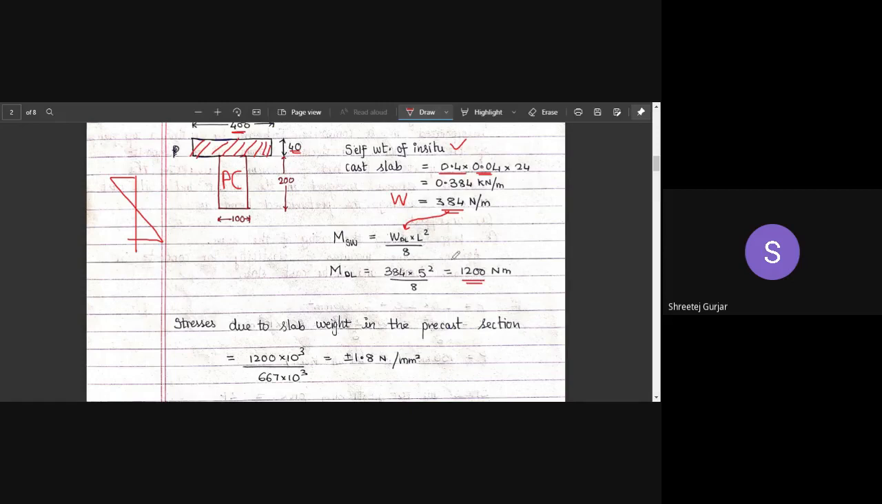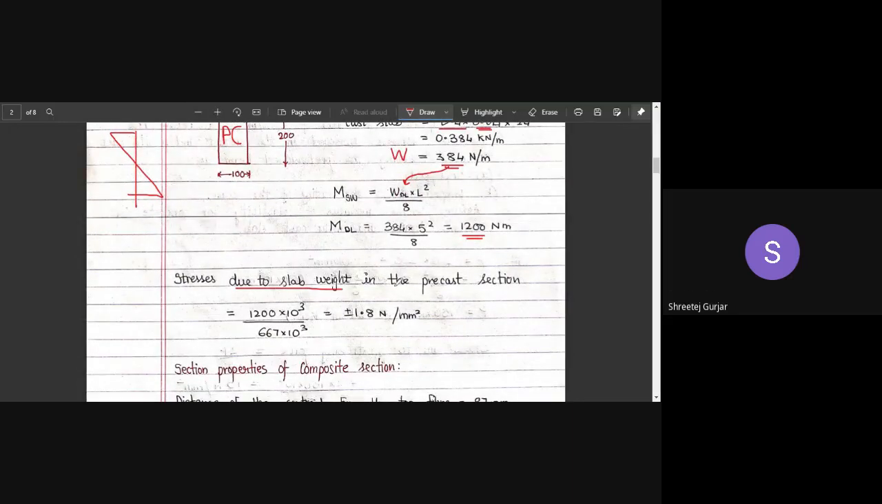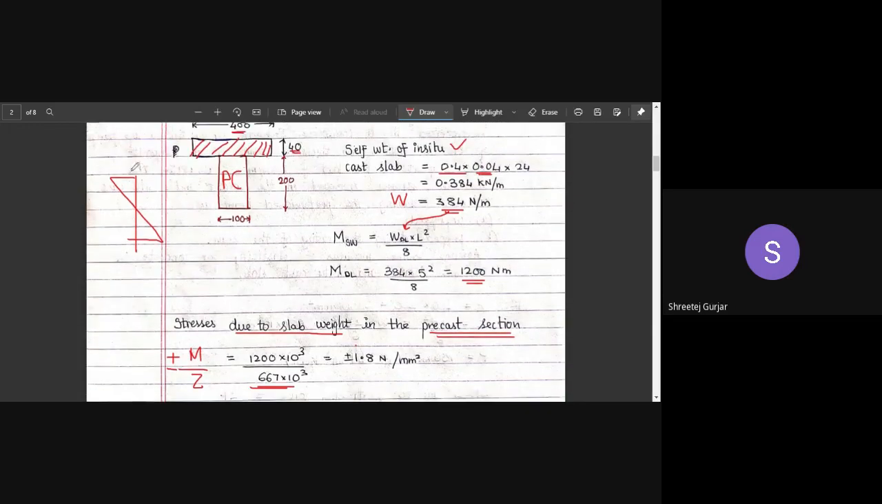Now moment due to this particular load, that is WL squared by 8, that we have substituted here, and we have got the moment due to dead load of the cast in situ slab that is developed in the precast beam. Stresses due to self weight of the cast in place slab in the precast section: this 1200 Newton meter divided by Z, the section modulus, the same M by Z, plus or minus, plus for compression, minus for tension. So it is 1.8 at the top, plus and minus at the bottom. So this is the third thing which we have calculated.